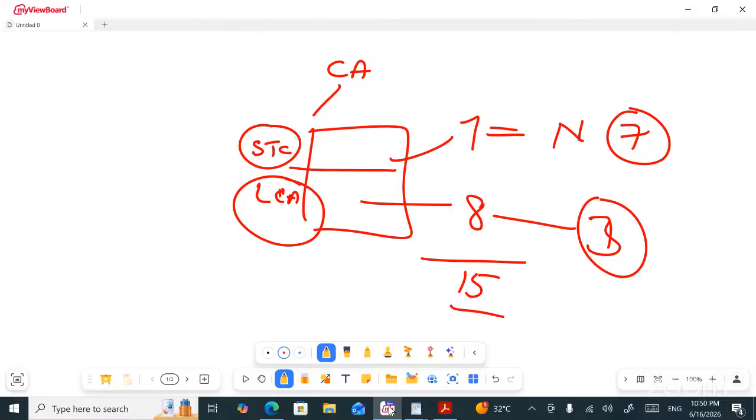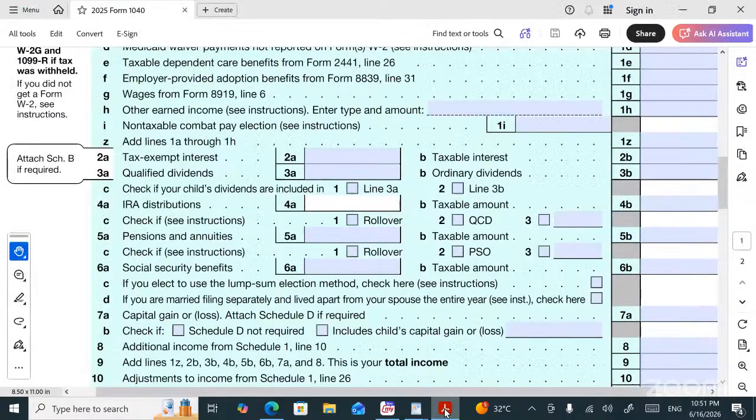Finally, what I want to say is you are required to prepare one Schedule D. The total summary of Schedule D shall be connected with Form 1040. Line item number 7A, capital gains, attach Schedule D. So let us come back to our schedules.